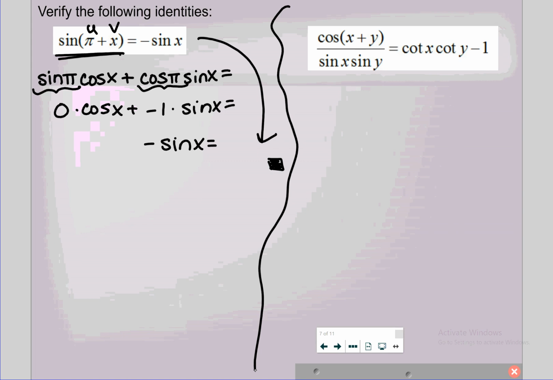Cosine of x plus y over sine x sine y equals cotangent x cotangent y minus 1. As soon as I see 2 angles added or subtracted, that's my first step: sum and difference identity, this time it's a cosine. So instead of u's and v's in my formula, I'm just plugging in x's and y's. So in the numerator, it's going to look like the following. Cosine x cosine y, cosines have different signs between them, minus sine x sine y, over sine x sine y.